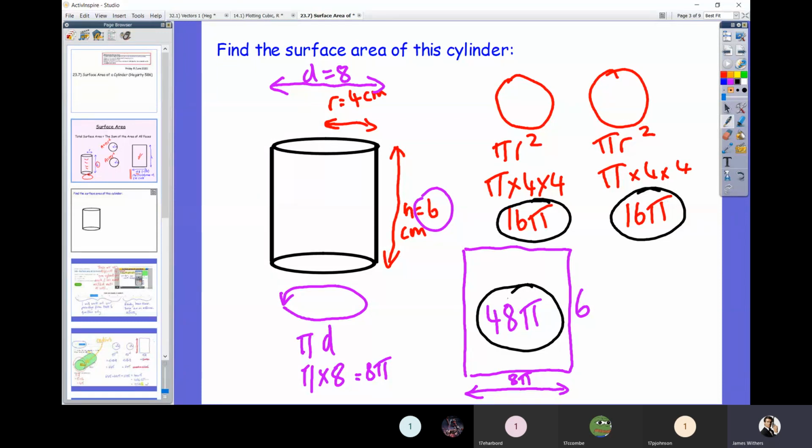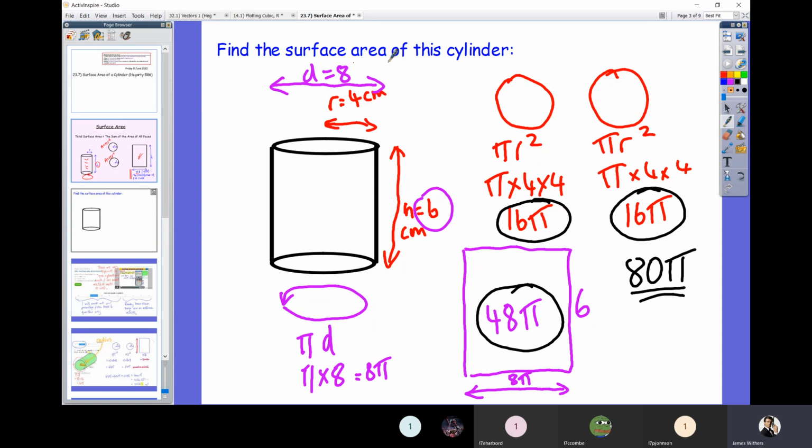32 add 48 equals 80. So your final answer would be 80 pi. Now the question may ask you to leave it in terms of pi, or it may ask you to go and use your SD button to give it to 1 decimal place or 2 decimal places. So let's just quickly go over that again.